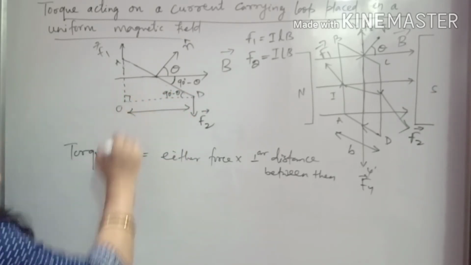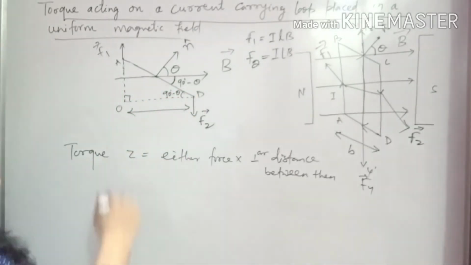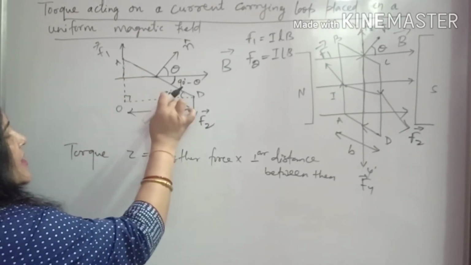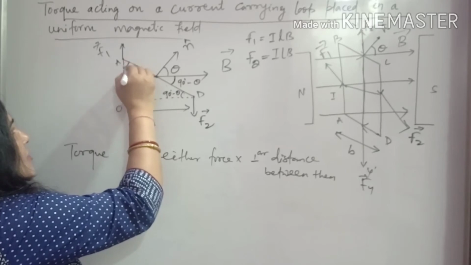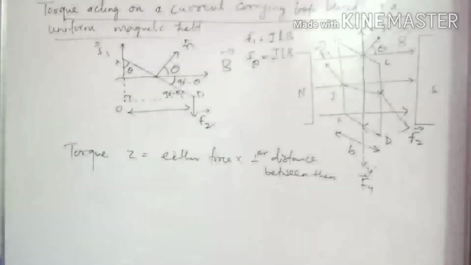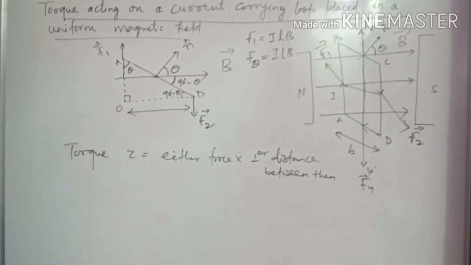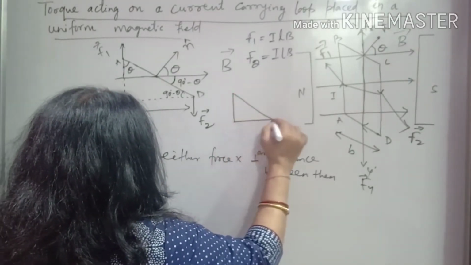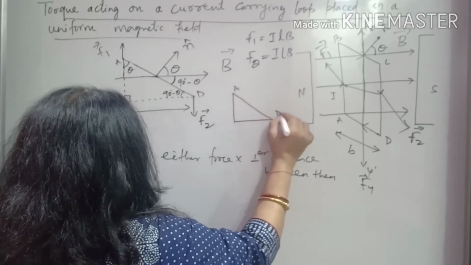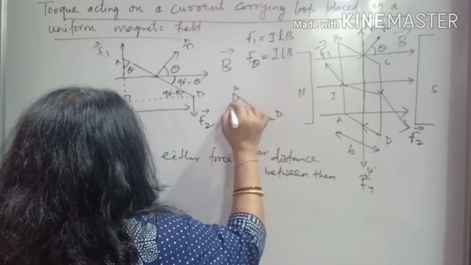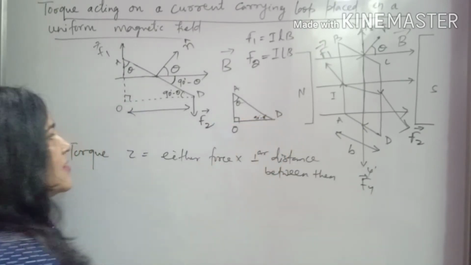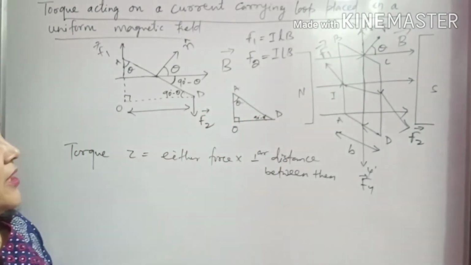And this is 90 degrees, because it's a perpendicular distance here. If this is 90 and this is 90 minus theta, then this angle will be theta. So look at the triangle AOD that we got. If I redraw this triangle, we get it like this: this is A, this is D, this is O, this is 90, this is theta, and this is 90 minus theta.